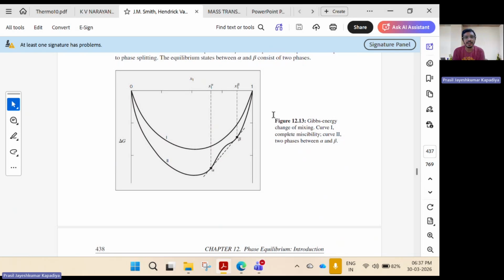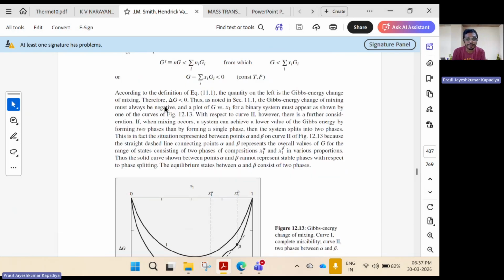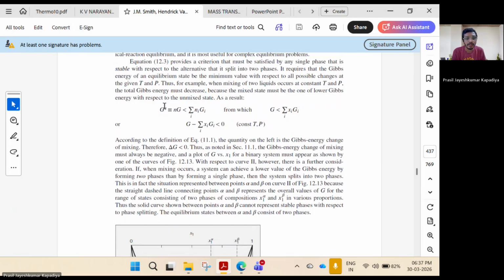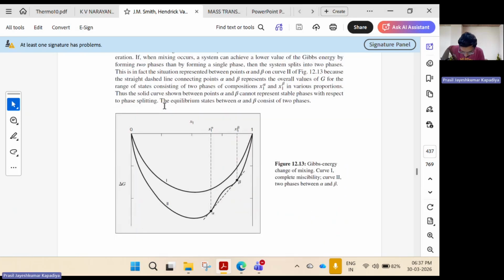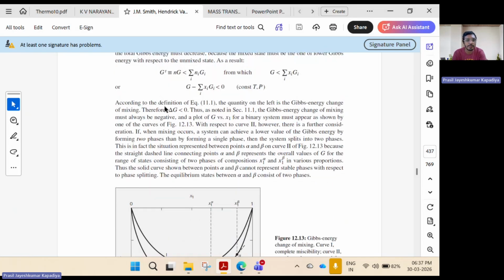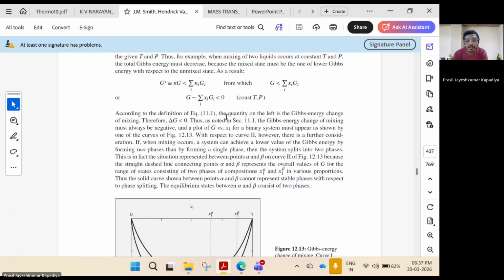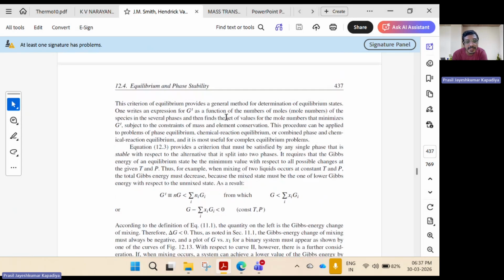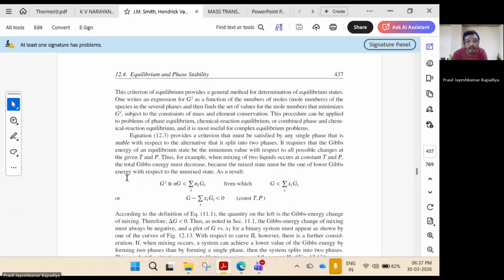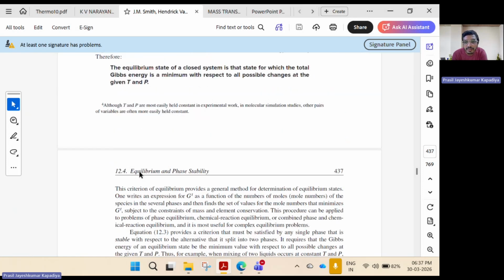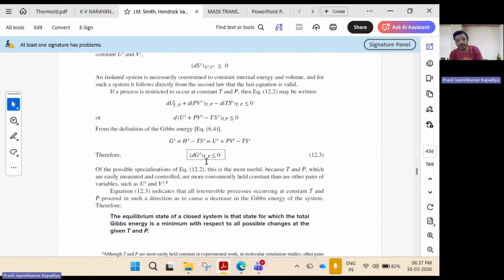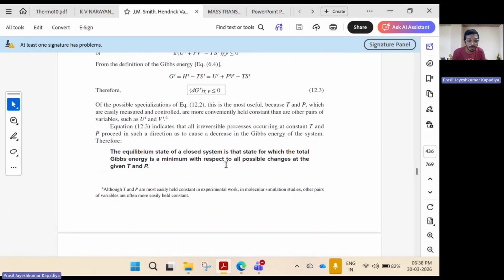Yes. So we have delta G versus X1. For any system, we know that delta G at constant temperature and pressure should be less than 0. It should reduce, and when delta G is equal to 0, we know that the system is in equilibrium. So if we look at this curve, dG at constant temperature and pressure is less than or equal to 0.